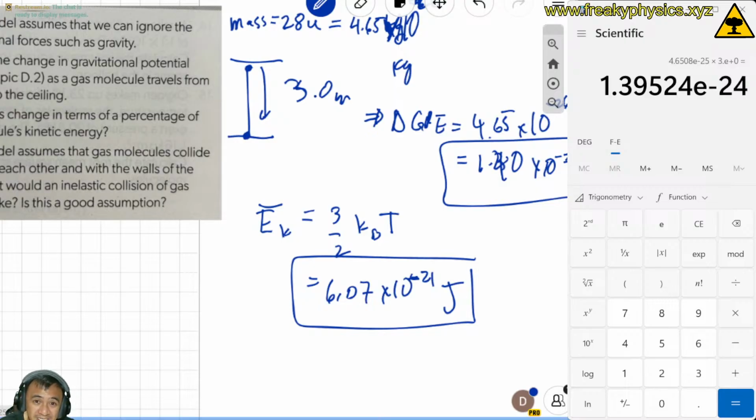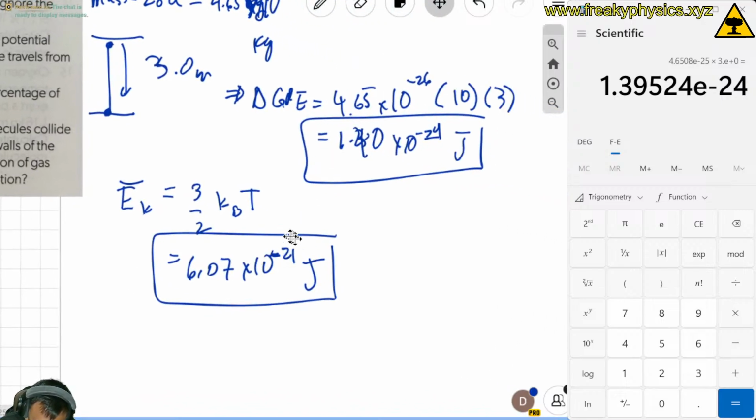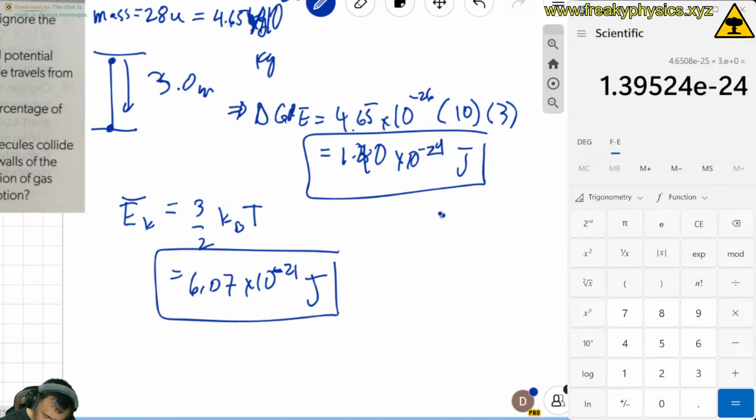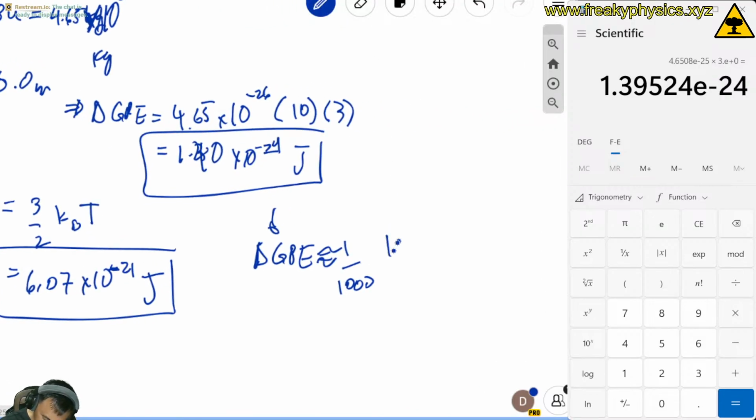Now, why am I cheating off of Google instead of calculating? Because it doesn't matter what we do. We get 10 to the minus 21 here, and this is 10 to the minus 24. This is approximately, not even 1%, it's a difference of 3 orders of magnitude, so that's 1,000. That's like 0.1%, right? So what does it conclude? The change in GPE is approximately equal to 1/1000th of the kinetic energy.